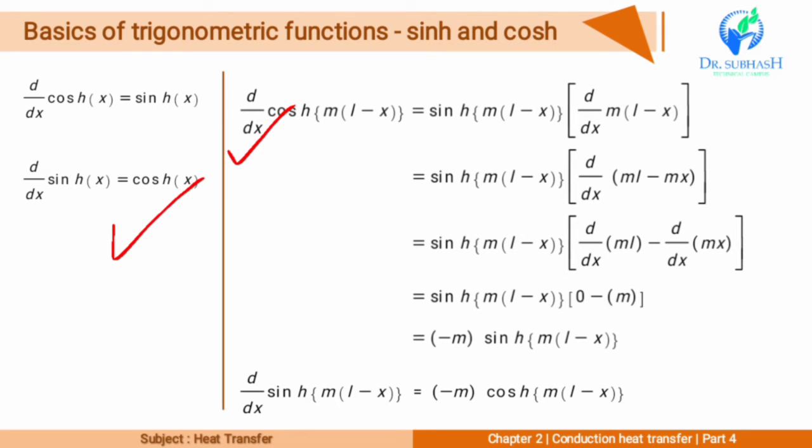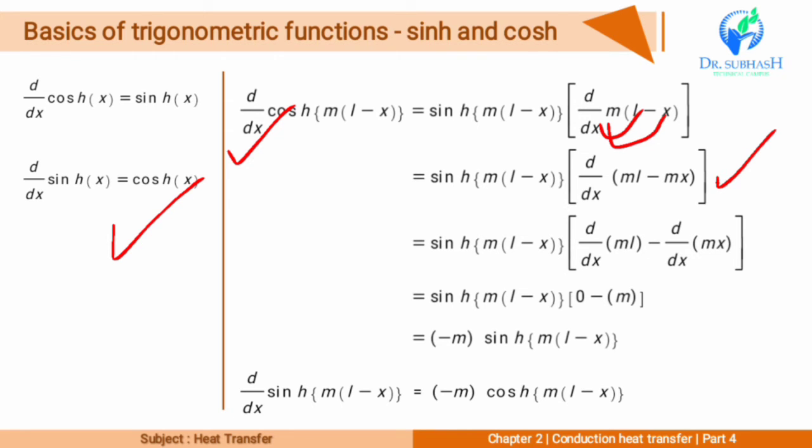We want to differentiate this term. So, we know that d/dx of cos hyperbolic x is equal to sine hyperbolic x. So, here d/dx of cos hyperbolic m(L minus x) is equal to sine hyperbolic m(L minus x), where instead of x, m(L minus x) is given. So, we have to differentiate further. So, d/dx of m(L minus x). Now, m multiplied with L and x. So, d/dx of (mL minus mx).